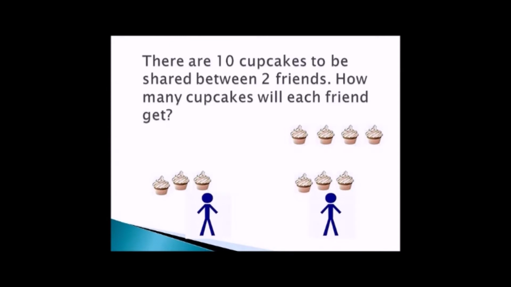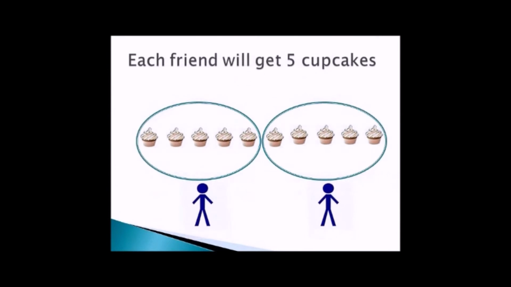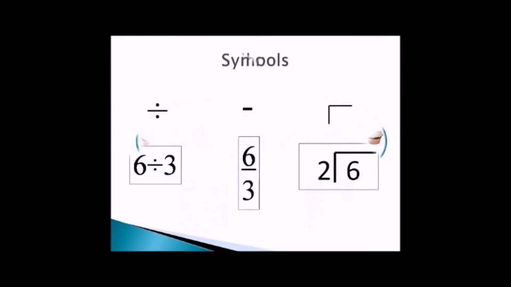Share again. Give each of them 1 again. Each of them has 4. Still have some cupcakes left. Let's share again. Yes, and each of them has 5 cupcakes now, and there are no cupcakes left, no remainders. So each friend will get 5 cupcakes. I hope they can eat them all. Sharing, division, it's all the same thing.